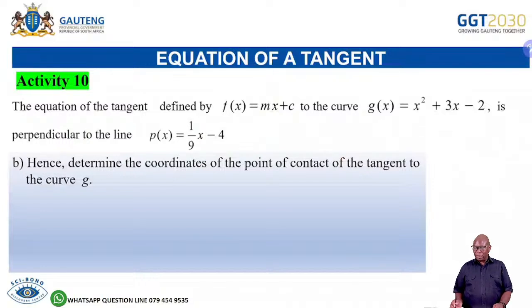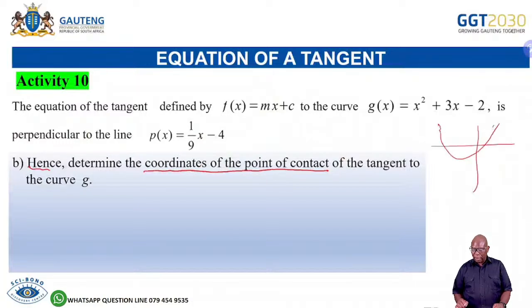Same question here, but say, hence, determine the coordinates of the point of contact. Remember, if I've got that graph here, I think it will look like this. And now they want us to get the point of contact of that line. We don't know if that line goes that way or that way, but we need the point of contact where the tangent is touching the graph. Where will that be? And how am I going to get it?